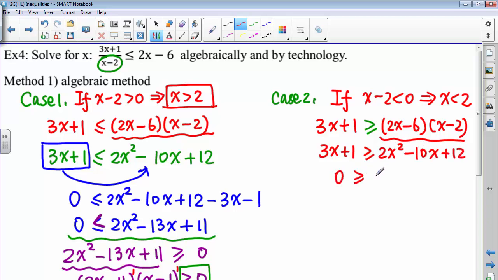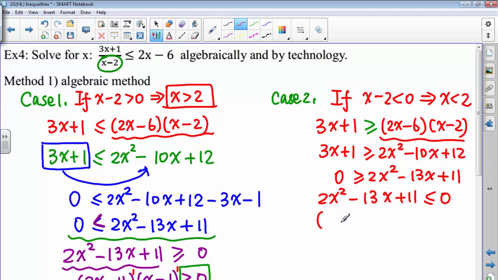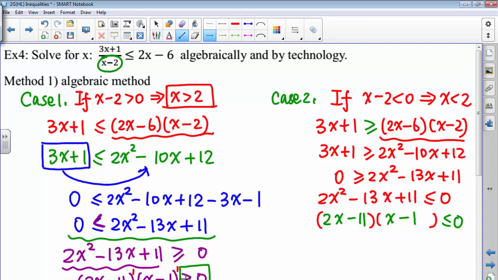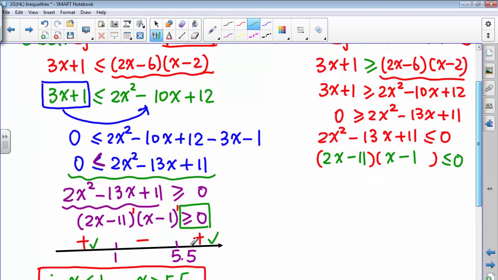0 is larger than or equal to 2x squared minus 13x plus 11. Then I switch around these two sides. It's 2x squared minus 13x plus 11 less than or equal to 0. Factorize the trinomial. It will be (2x minus 11)(x minus 1) less than or equal to 0. The same. Use the number line, but it seems I don't need to repeat the number line anymore.